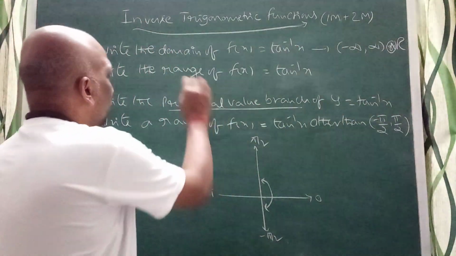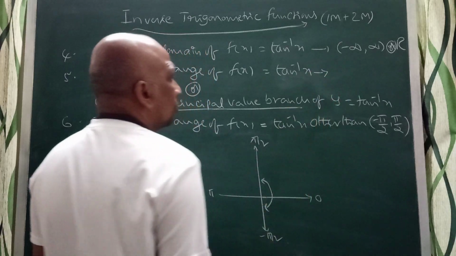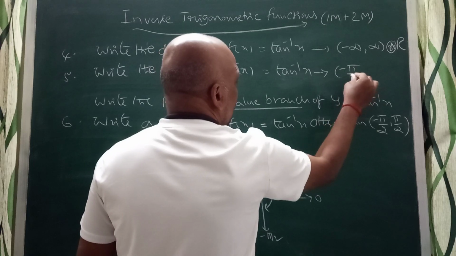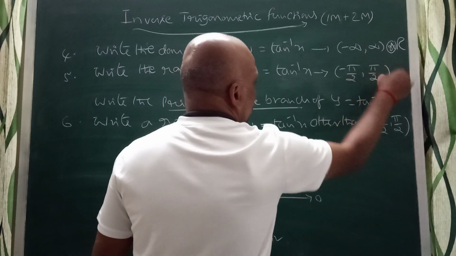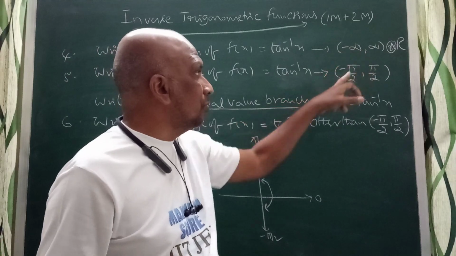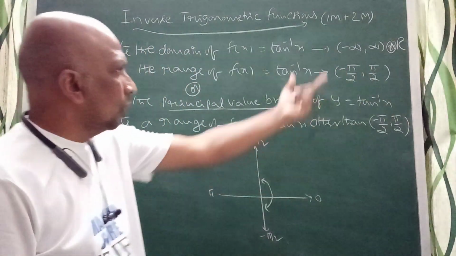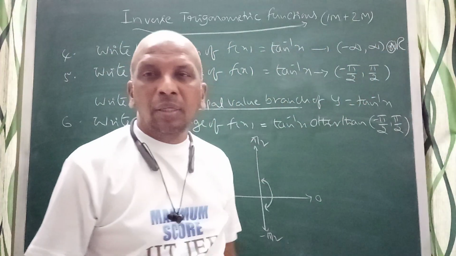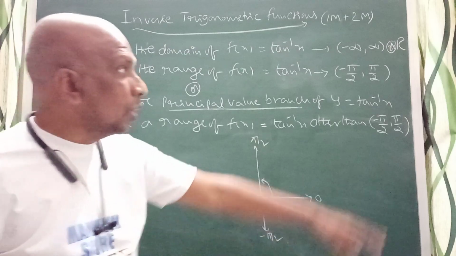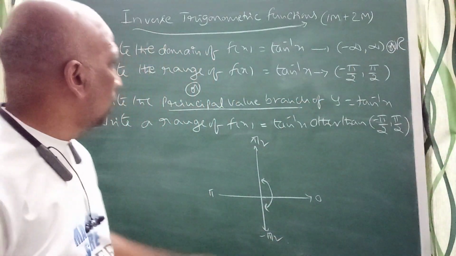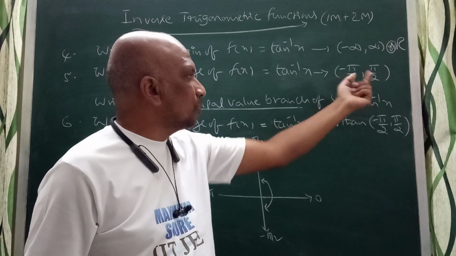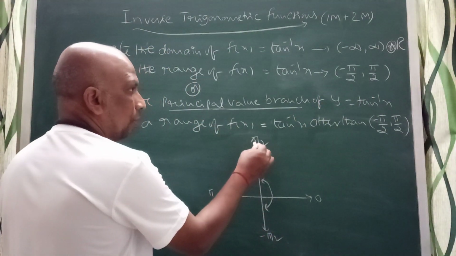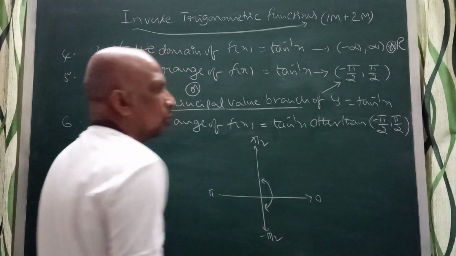When they are talking about the range of this, when x goes from minus infinity to infinity, I can write the open interval minus pi by 2 comma pi by 2. When it is infinity, pi by 2. When it is minus infinity, minus pi by 2. The domain is the real numbers, R being the set of real numbers. Now coming to the range, the open interval minus pi by 2 comma pi by 2. When they are asking the principal value branch, it will be the same thing. This will be your answer.